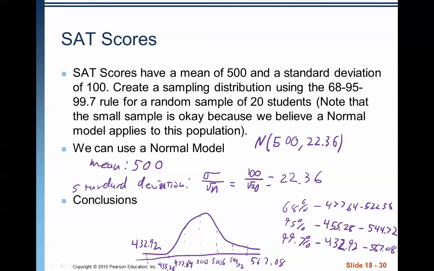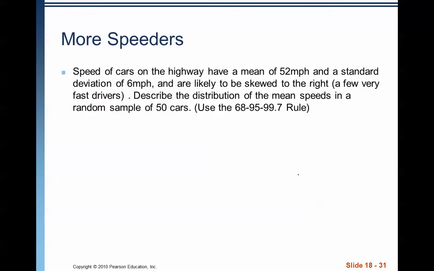And there we go, right? So we've used our sampling distribution. Again, the standard deviation changes to create that normal model with the 68, 95, 99.7 rule. Let's move on and look at our next example.